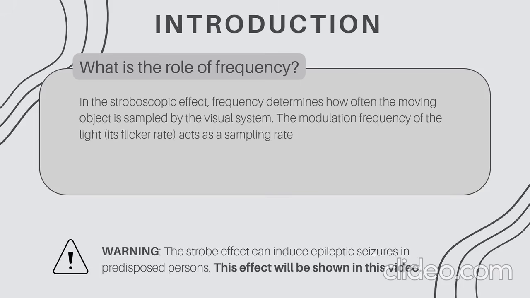What is the role of frequency? In the stroboscopic effect, frequency determines how often the moving object is sampled by the visual system. The modulation frequency of a light, its flicker rate, acts as a sampling rate. If it matches the object's motion frequency, the object can appear stationary. If it is slightly lower or higher, the object appears to move slowly forward or backward due to aliasing. If the frequency is too high for the visual system to resolve individual flashes, shorter than visual persistence, the motion becomes blurred instead of stroboscopic.